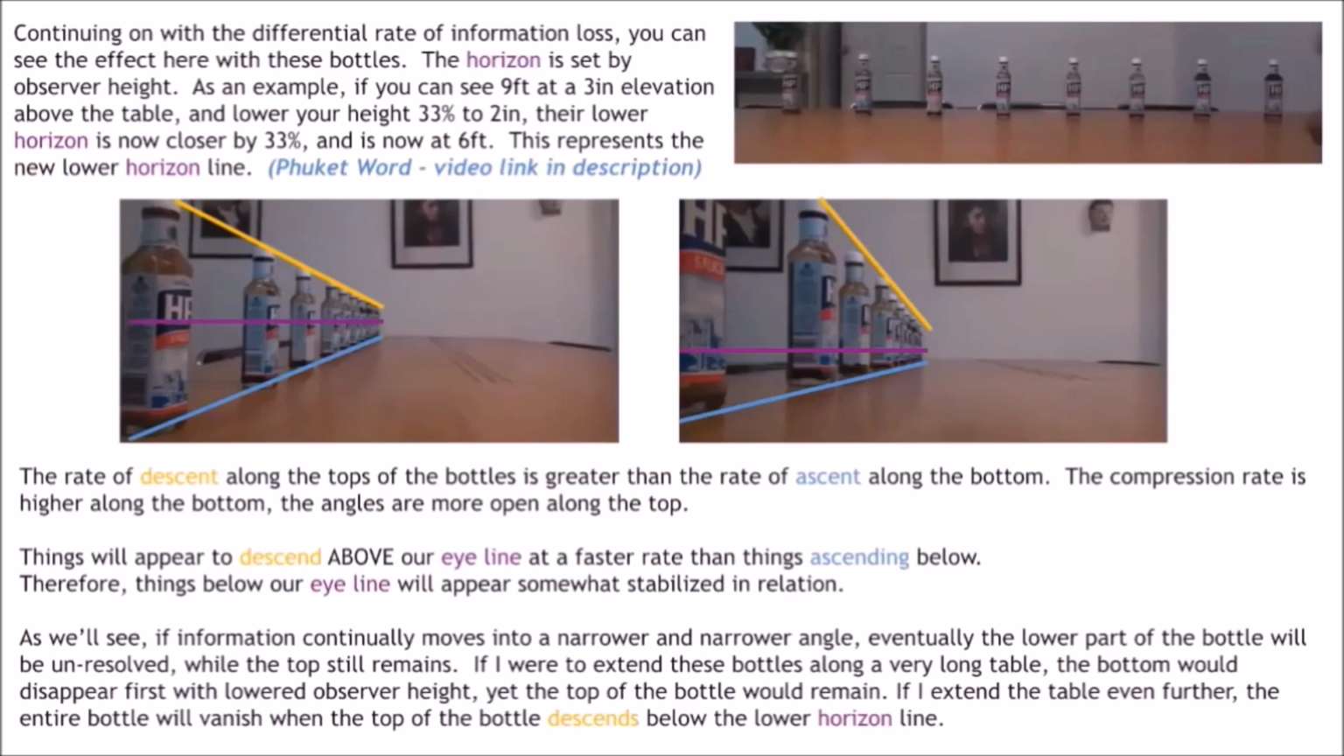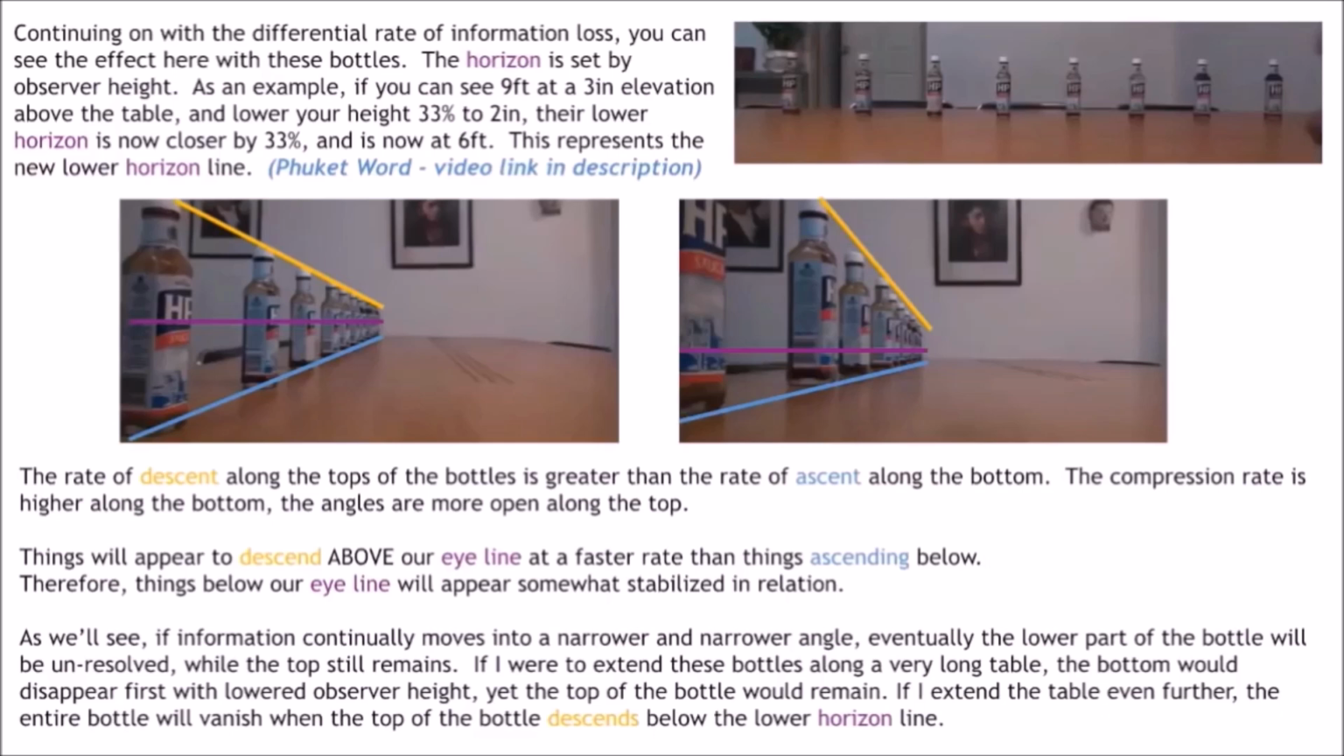The rate of descent along the tops of the bottles is greater than the rate of ascent along the bottom. The compression rate is higher along the bottom, and the angles are more open along the top. Again, we have compressed angles along the bottom, which correspondingly increase or expand the angles that we're looking at the tops with. Things will appear to descend above our eye line at a faster rate than things ascending below. So you can see the yellow line descending now at a faster rate than the ascending rate of the blue line below. Therefore, things below our eye line will appear somewhat stable in relation.